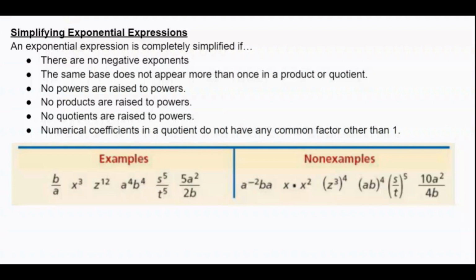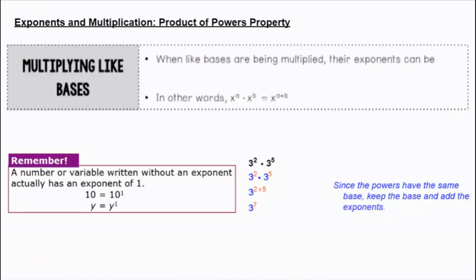Now looking at simplifying exponential expressions. An exponential expression is completely simplified if there are no negative exponents, the same base does not appear more than once in a product or quotient, no powers are raised to powers, no products are raised to powers, no quotients are raised to powers, and numeral coefficients in a quotient do not have any common factor other than 1. So we have some examples to the left that would be completely simplified, and some non-examples to the right that are not simplified. Whenever we do these problems, we want to have them completely simplified, so we need to follow these rules. First, we'll look at exponents and multiplication, specifically the product of powers property.